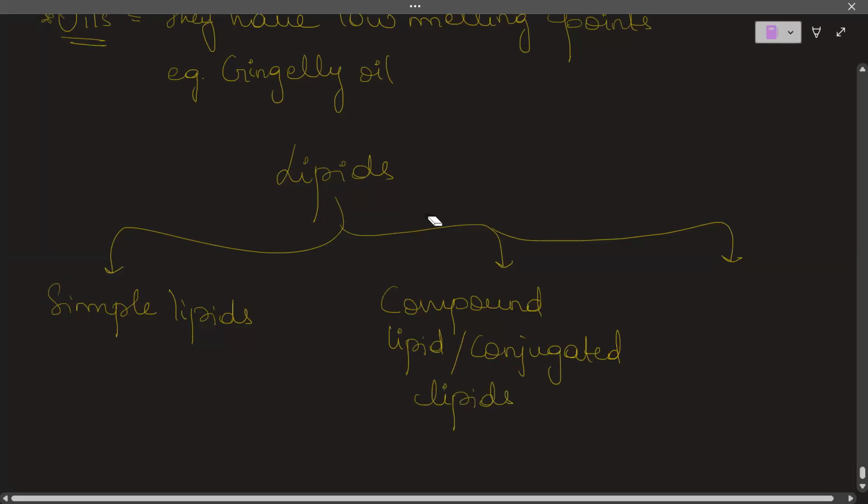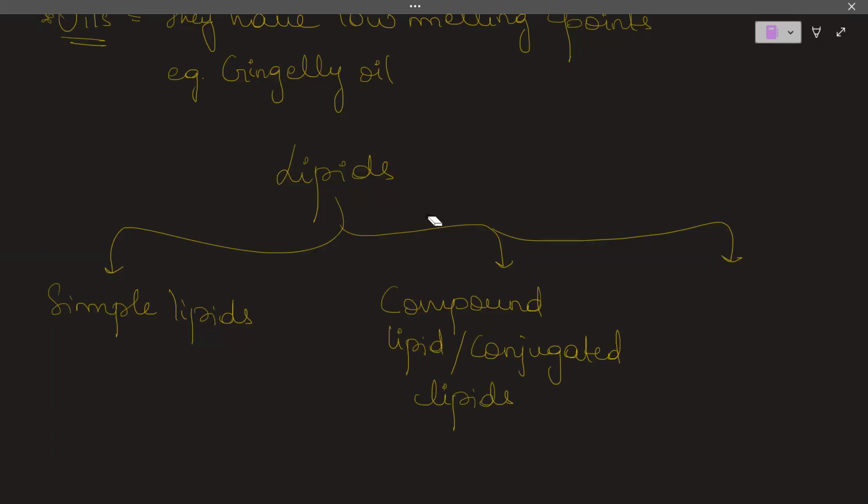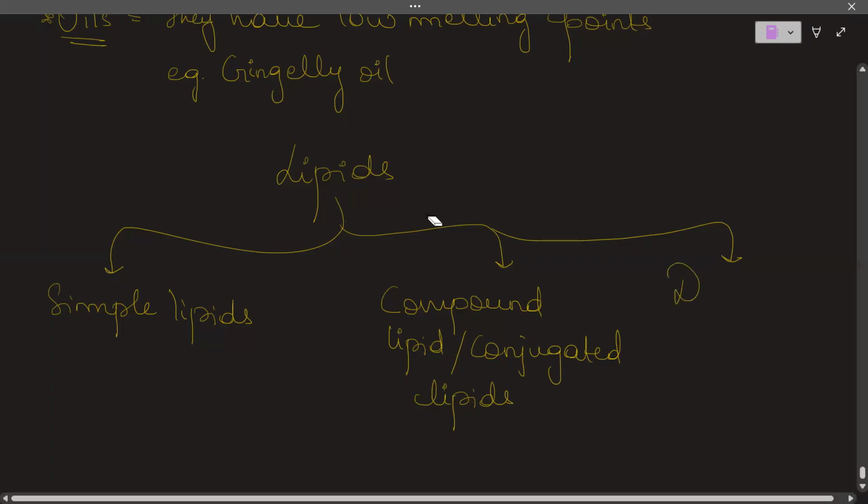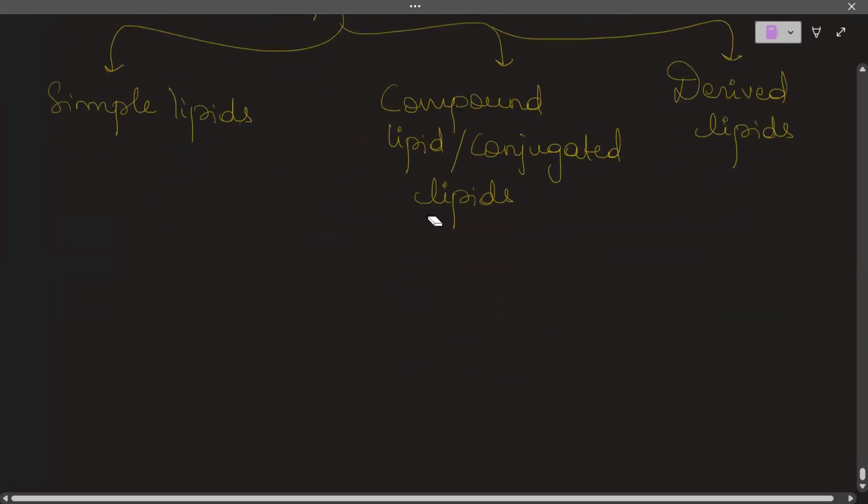In this case, normally bacterial conjugation is a different thing, but conjugation here refers to being mixed with something. Then comes the last one, that is derived lipids. That comes from the lipids, meaning all those things that have been derived from the simple lipids.